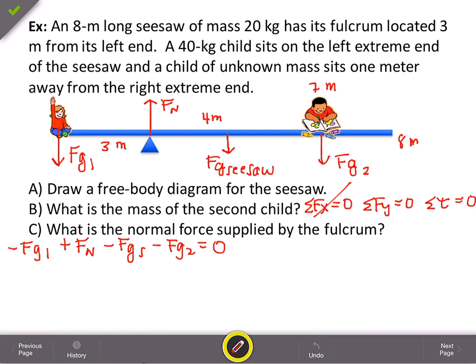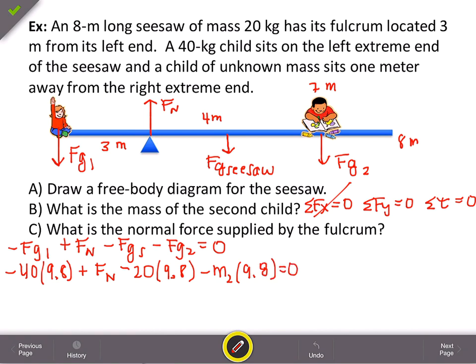Let's see what we know here. The first guy has a mass of 40. Normal force, I don't know. Seesaw has a mass of 20. And I'm looking for the mass of my unknown child. So I look at this equation and I go, this is not going to help me quite yet because I have 2 unknowns. Good thing is we have other equilibrium equations that we need to satisfy.